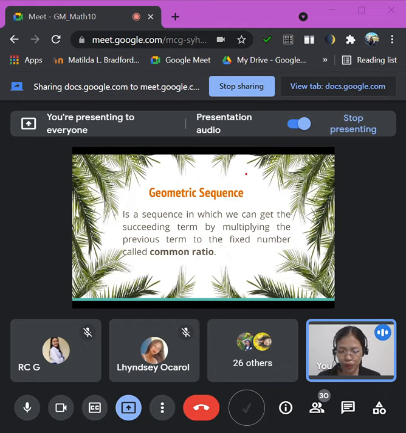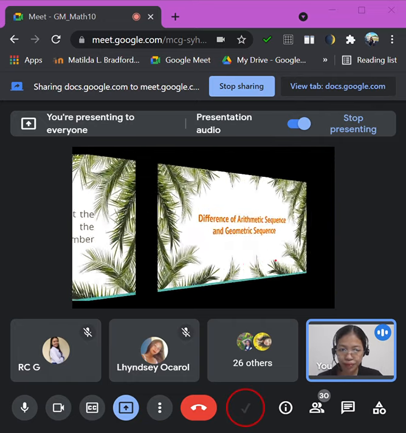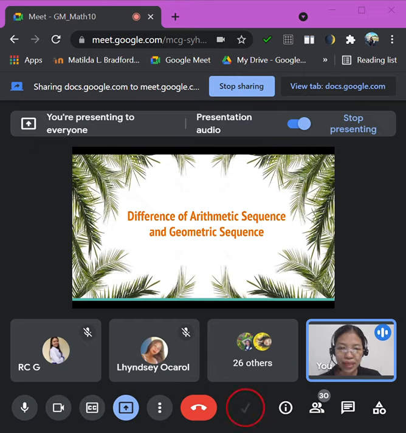Okay, so if we are going to talk about this geometric sequence, it's very helpful when it comes to bigger numbers already. Like kanang mga dagko na jud kaayo because you can identify mas dali siya. Okay, so now let's try to look the difference of the arithmetic and the geometric sequence. So unsay difference nilang duha?